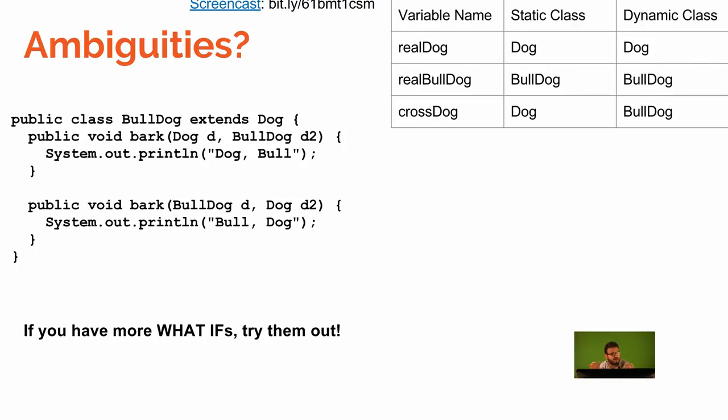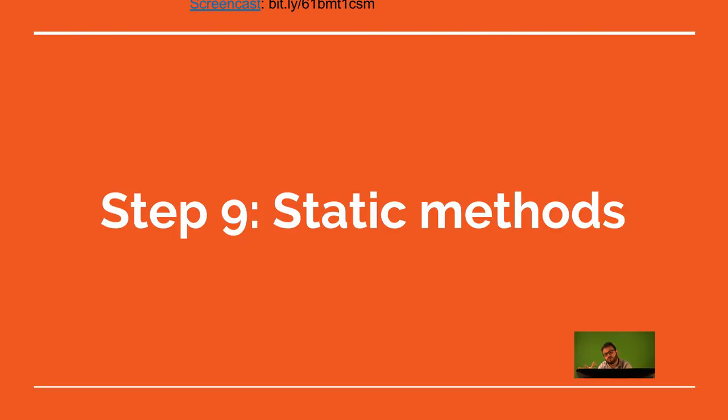We can keep doing this for, I don't know, hours and hours. But the best way to find out answers to more what ifs is to try them out. It's very easy, right? Just write a few lines of code and see what happens. It's also fun to do. So try it out. Okay, what about static methods?